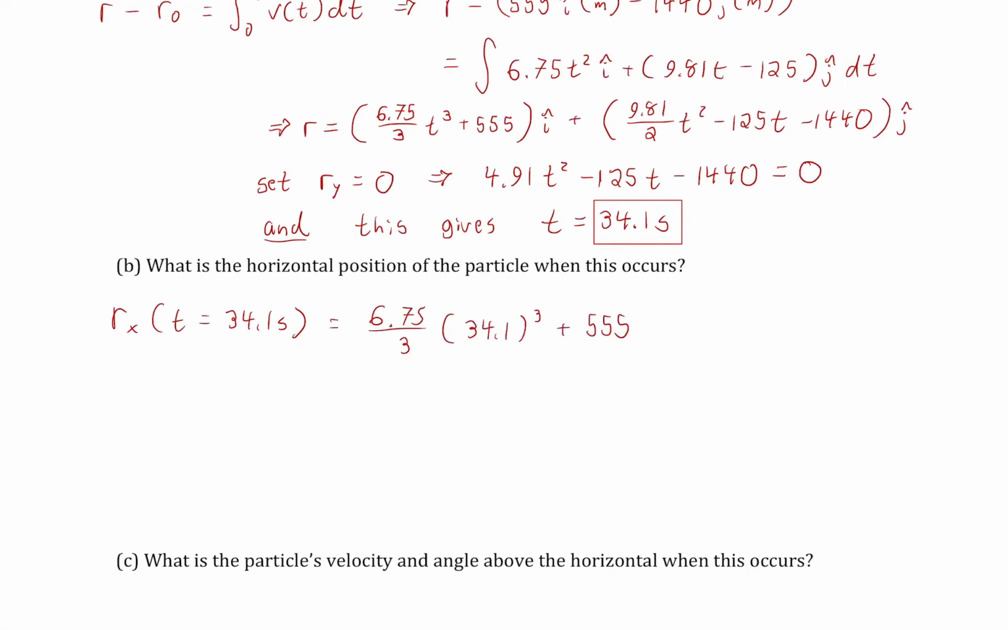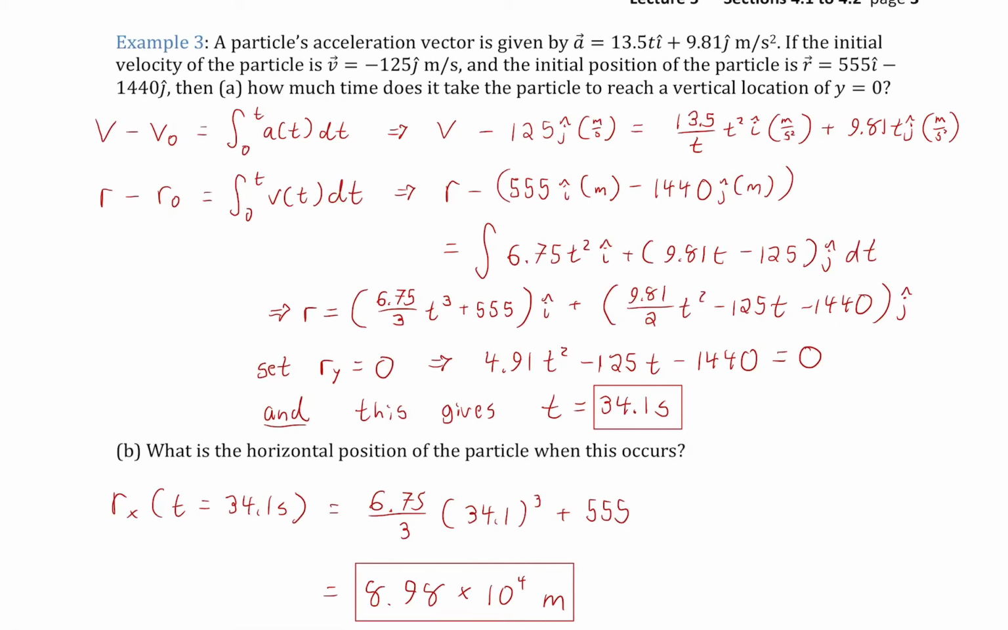All right, and so I get my 6.75 divided by 3. I haven't calculated that yet. I'm just leaving it 6.75 divided by 3. And of course, the 3 just comes from the rules of antiderivatives for polynomials. Plug in my time of 34.1 and my 555. All right, and there we go. So, it will have gone 8.98 times 10 to the 4 meters by the time it gets to a vertical location of y equals 0, right?